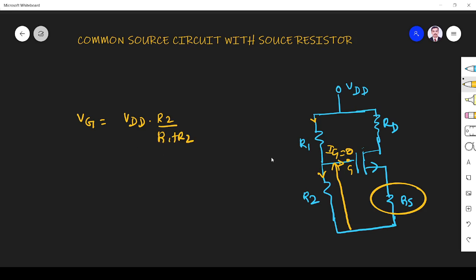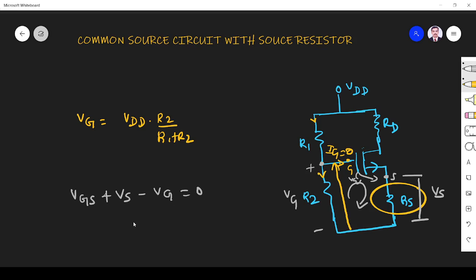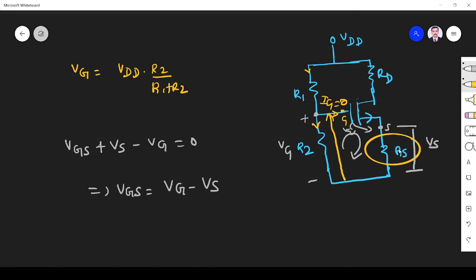Now I apply KVL to the input circuit. So here I apply KVL, starting from VG, and this is called VGS. So from here I start: VGS plus VS, since the voltage between these two terminals is VS. So VG plus VS, and it is coming here. This voltage is VG. Voltage across R2 is VG. So minus VG equal to 0. This implies VGS equal to VG minus VS, where VS is the voltage across resistor RS.